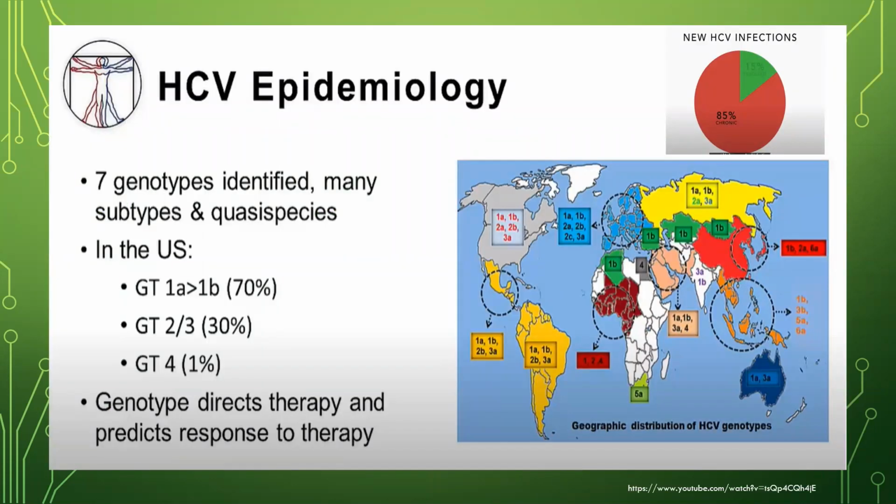Seven genotypes of hepatitis C have been identified, and many subtypes are present. Depending on the genotype, treatment will be prescribed for the patient, and the response can be predicted depending on genotype. As you can see, for example, in Africa we have many genotype 1, 2, and 4. In South Africa, it's mostly genotype 5A. In Russia, it's 1A, 1B, 2A, or 3A.